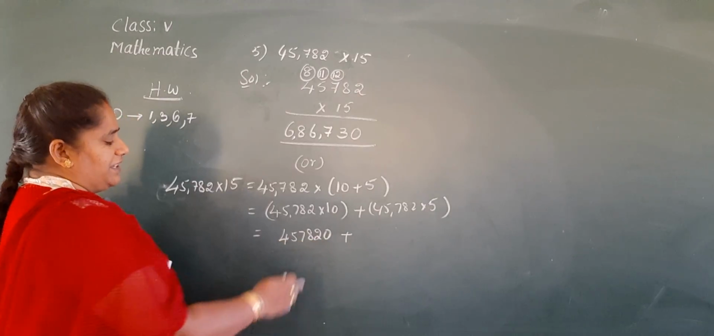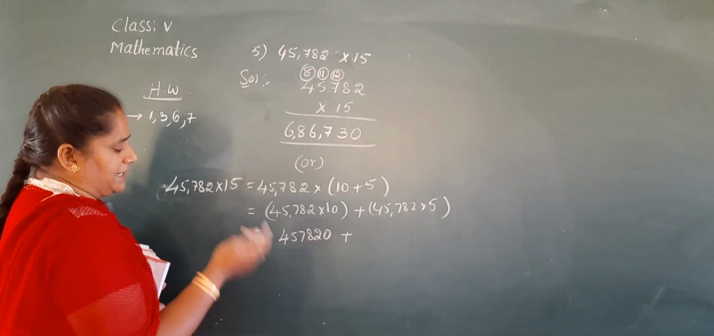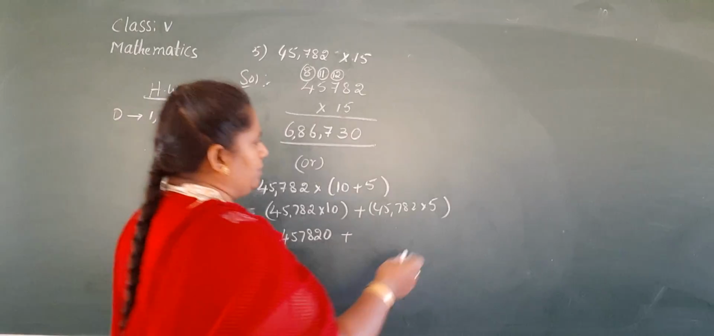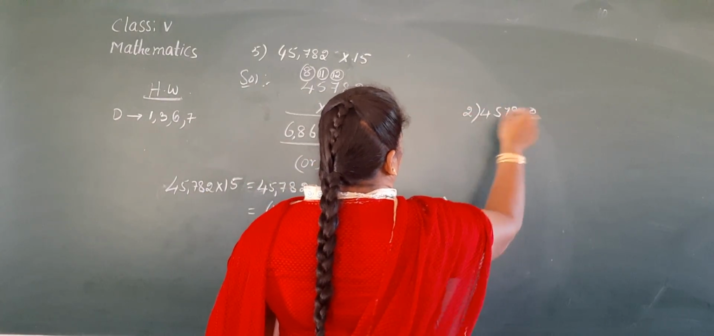Half of means we divide this number into two parts. That means you divide this number by 2. Okay, Nana? We do this on one side. Why? Because it is a big number. So you have to do the division on the side.